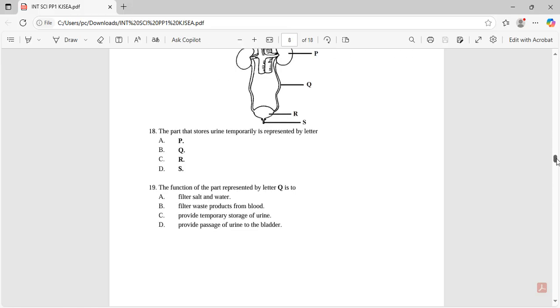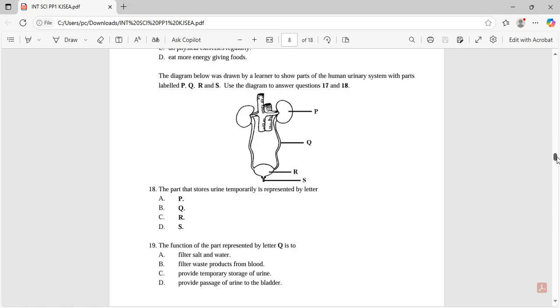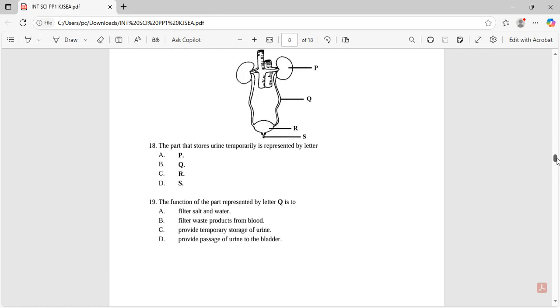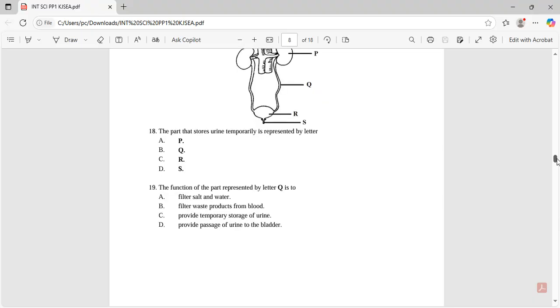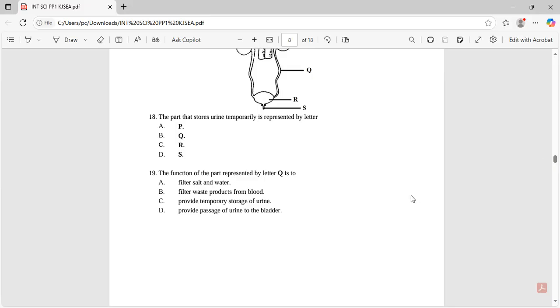The function of the part represented by letter Q. Letter Q, that is the ureter. The function of the ureter is to provide passage of urine to the bladder. So part Q is the ureter, so the answer to 18 is D. 18D, the ureter is to provide passage of urine to the bladder.